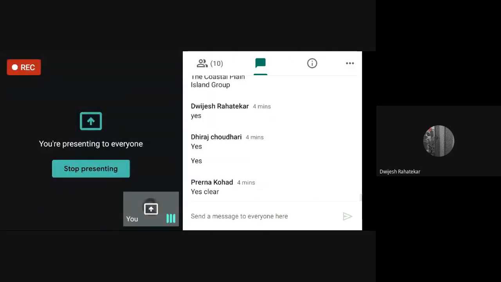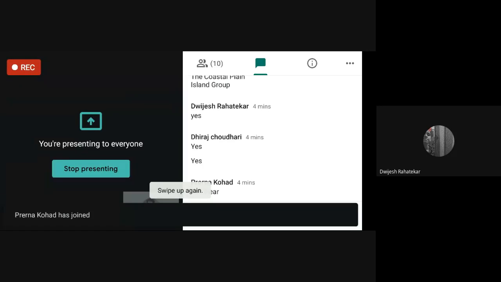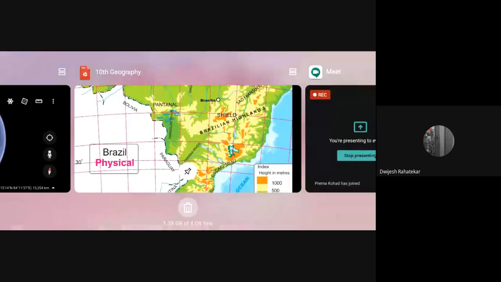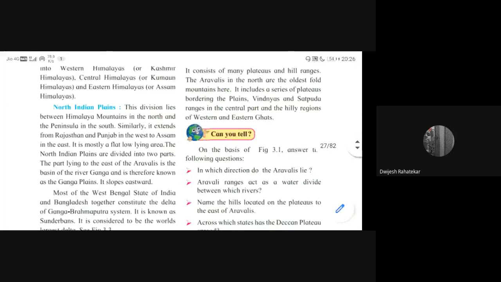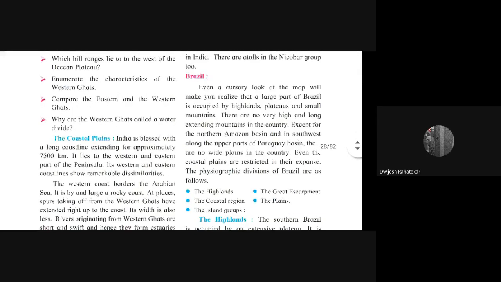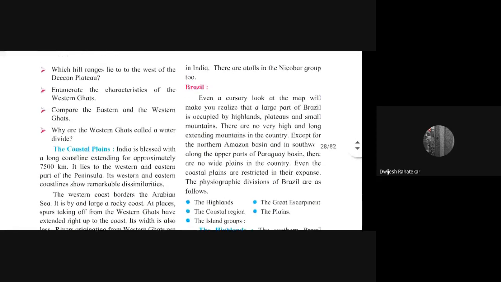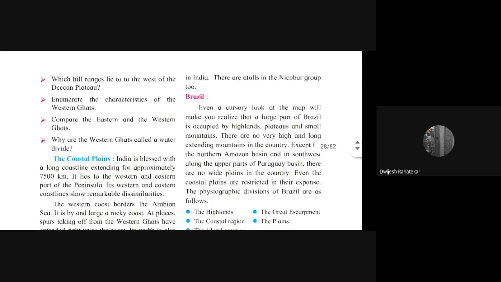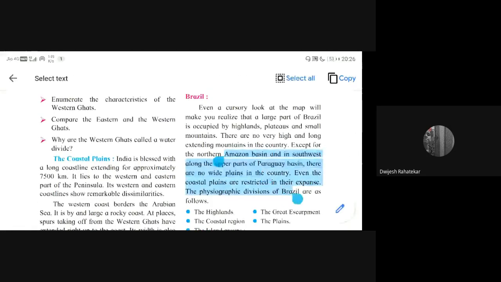So I hope I am audible to everyone. Okay, there is no plain region in Brazil. Even the coastal plains are restricted in their expanse.